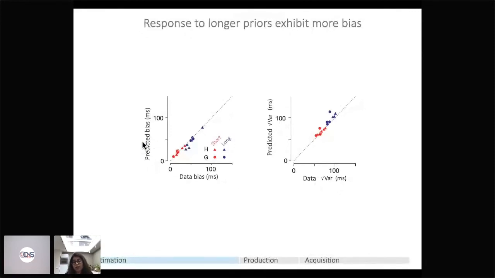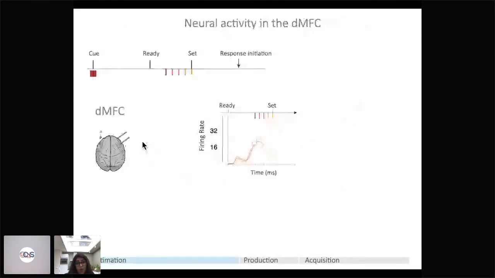So since all of that checks out, we have also been recording from the dorsal mediofrontal cortex of the monkey while the monkey is performing this task. And here is an example of one of the neurons. So in this particular case, the red cue is on and the firing rate of this neuron is aligned to the time of ready.